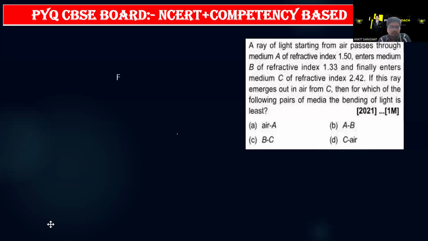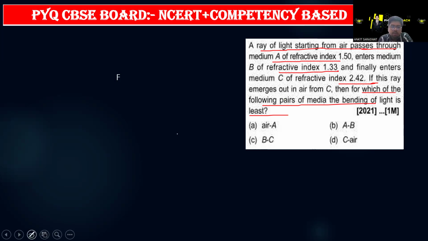We have this question. What the question is saying is that a ray of light is passing from air to A, B, C. Okay. Finally, it is coming to C. In which of the following pairs of medium is the bending of light least? So first of all, we will understand what is the meaning of bending.